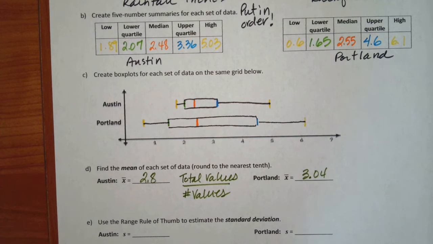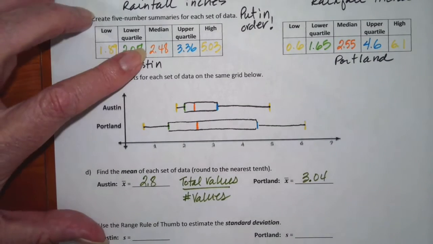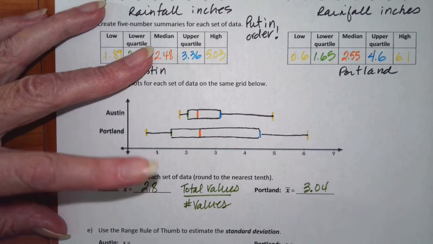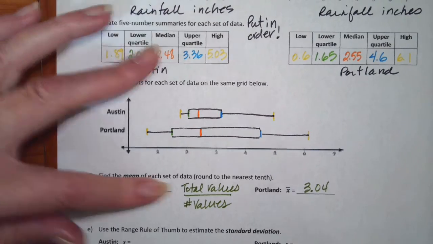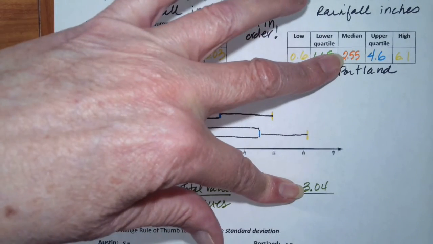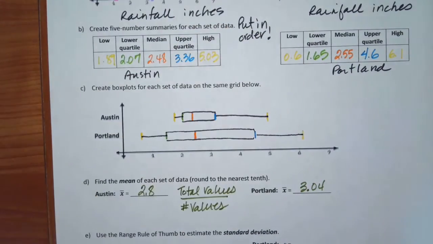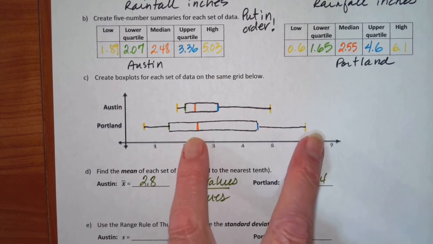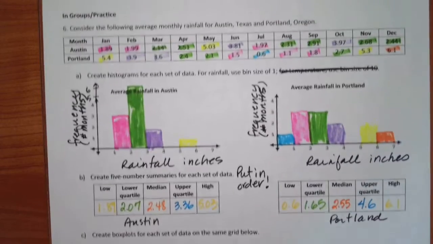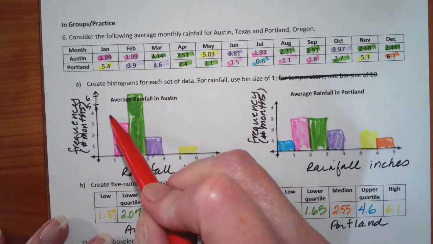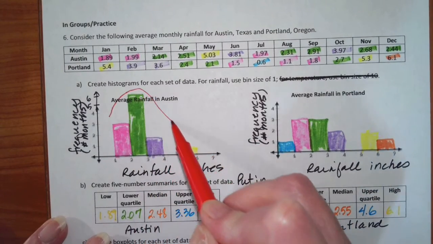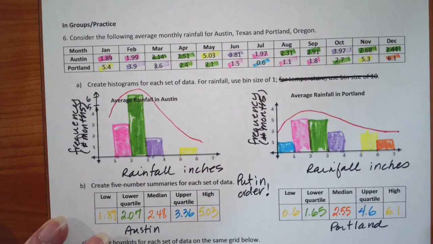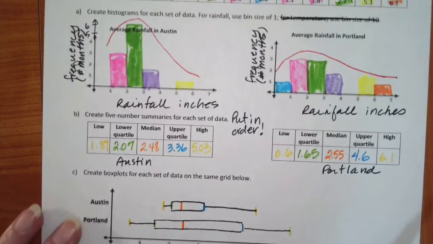Now notice how the means are related to the medians. Here the mean is larger than the median. Here the mean is larger than the median. That means your data is going to be skewed right. You can kind of tell that from here anyway. There is a lot more here. You can also tell the skewedness if you look at the graph. You can see the skewedness here and the skewedness here. So that's how all of this ties together.